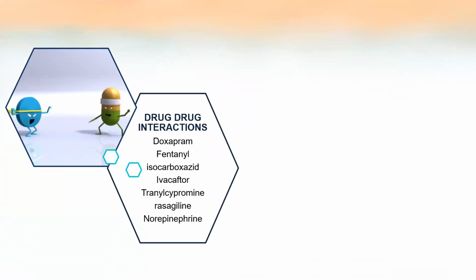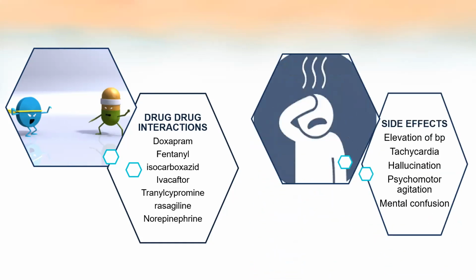Drug-drug interactions. If ketamine is given with other drugs, such as doxycycline, fentanyl, isocarboxazid, ivacaftor, phenelzine, tranylcypromine, rasagiline, norepinephrine, it may cause toxic side effects or can lower the effect of ketamine. Side effects include elevation of blood pressure, tachycardia, hallucination, psychomotor agitation, and mental confusion.